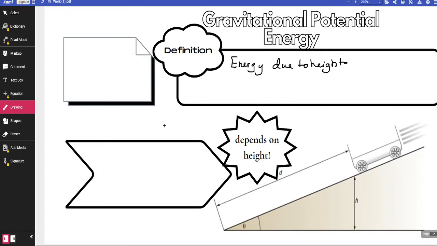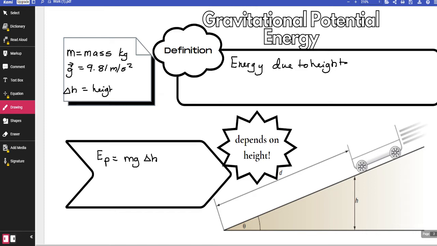And we have a new formula here. We have EP is equal to mg delta h. And I can't stress enough that this relies on height. So let's remember that m is our mass in kilograms, g is our gravitational constant, and delta h, the change in height, in meters. And of course if it's not given in one of those, you just switch it around until you're at where you need to go.